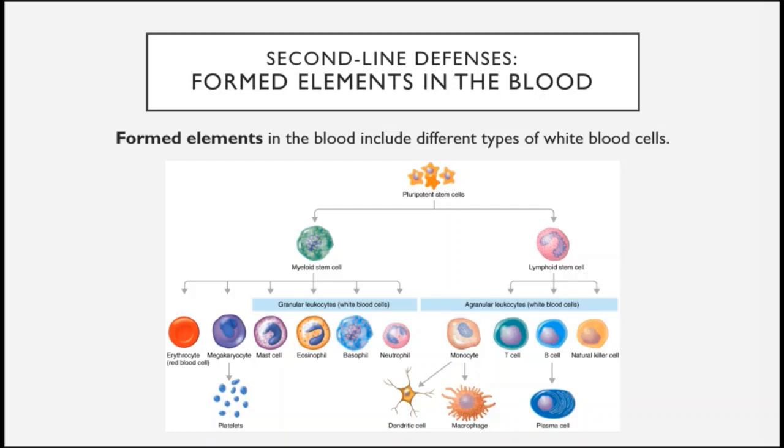Recall that all of the cells in the human body share the same genetic information. Rather, it's how they use that genetic information that differentiates the cells into their different forms, their transcription and translation. Pluripotent stem cells can lead to the formation of myeloid stem cells or lymphoid stem cells.